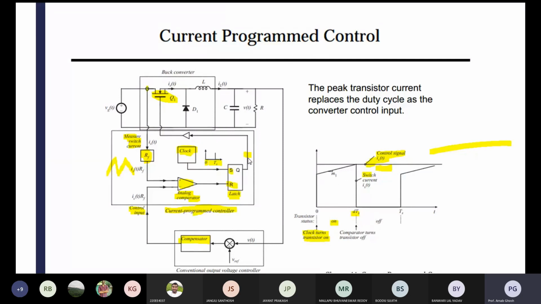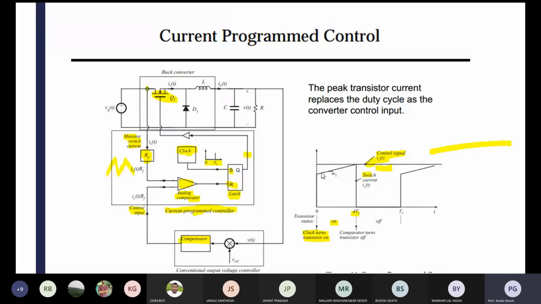Okay, it will start again at the next clock pulse. When the next clock instant comes, after your switching period, it will be on again. So that is called TS. That's why it is called TS. So there is an on period, then an off period, then it is turned on again, and TS.